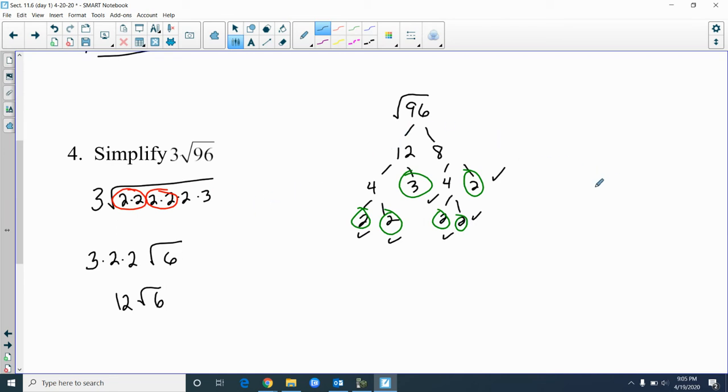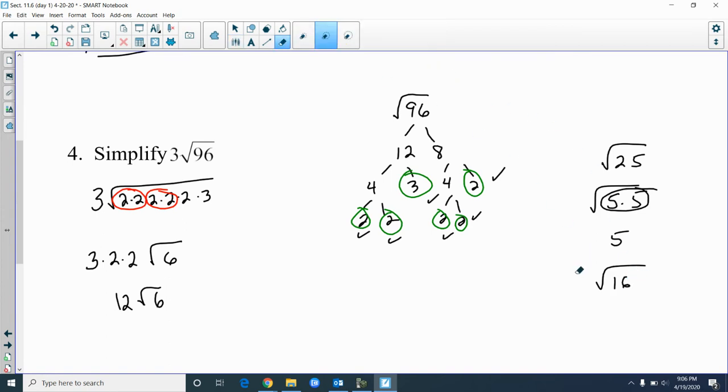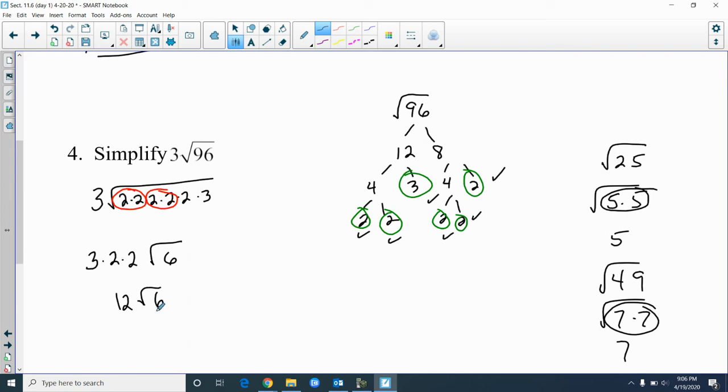Now, the same thing happens when you have a perfect square. We know the square root of 25 is 5, but what you can do is it's 5 times 5. You have a pair of 5s. If you have nothing left over, you have a 5 on the outside, nothing on the inside. Do not write that as a square root of 5. That is just a 5. Square root of 49, we know that is 7. Don't overthink this. Just write down 7. But if you do this, 7 times 7 goes on the outside, nothing's left on the inside.